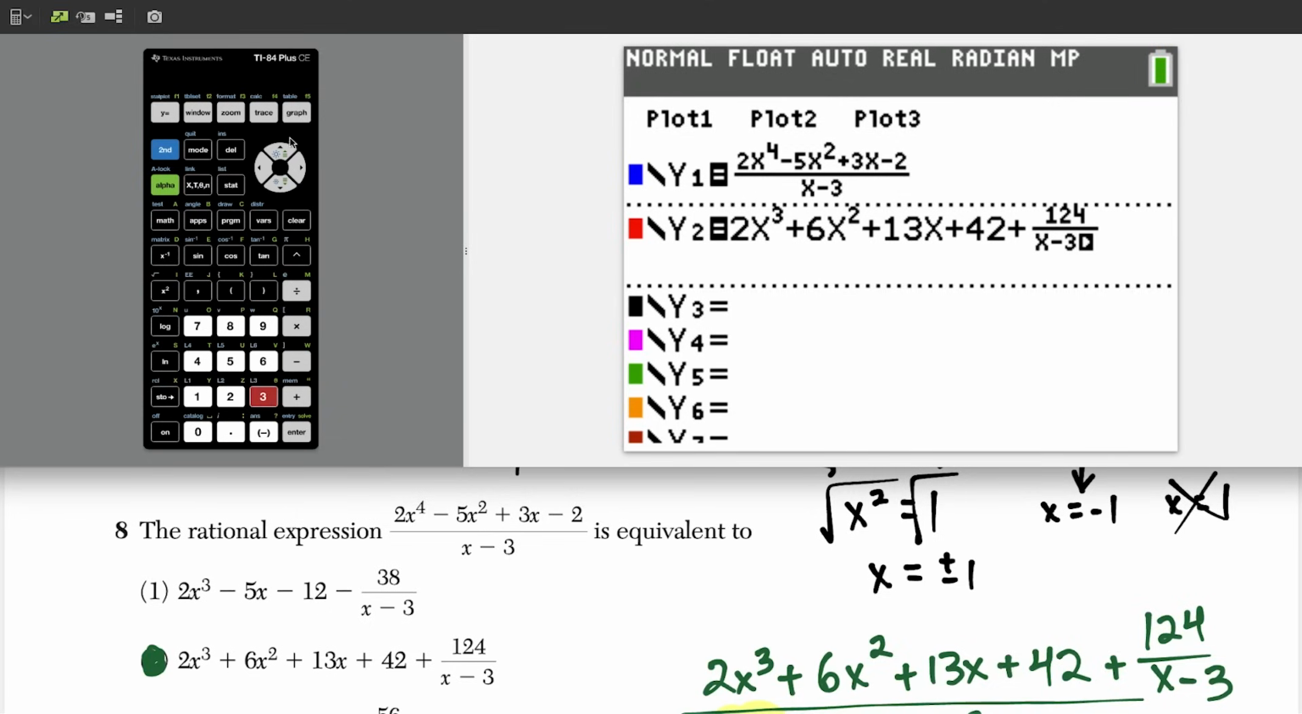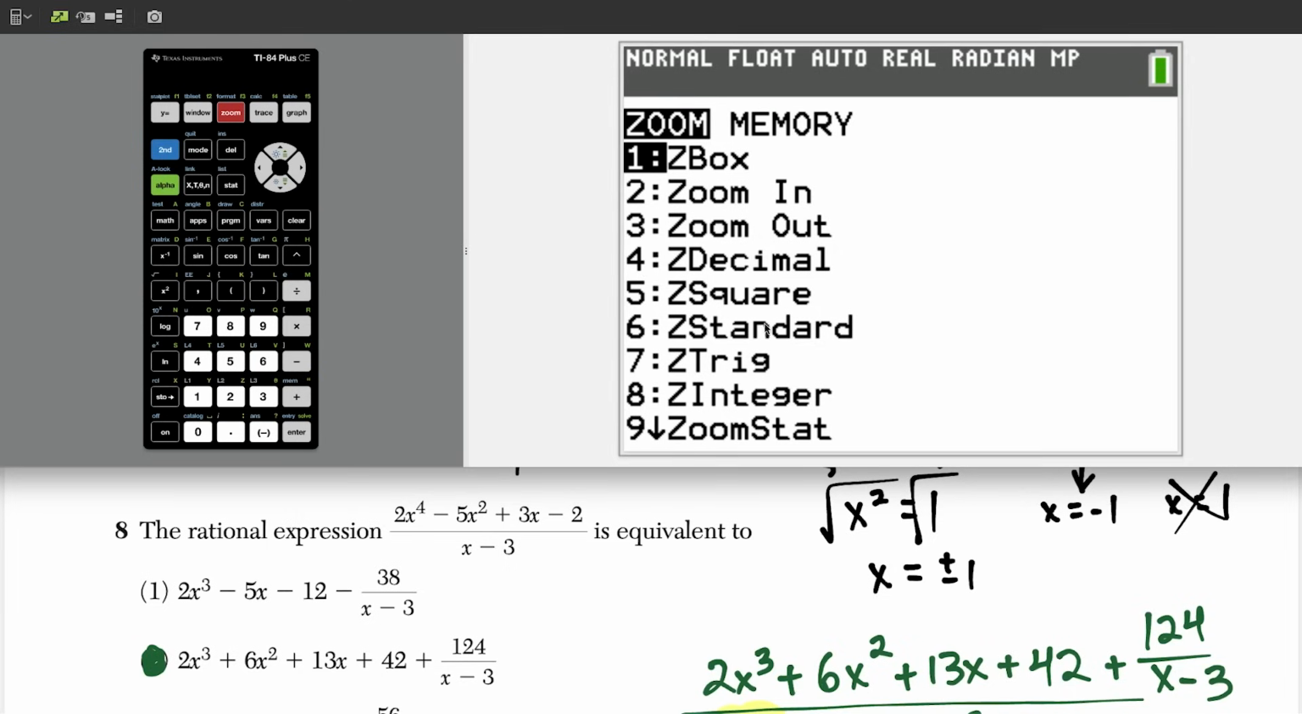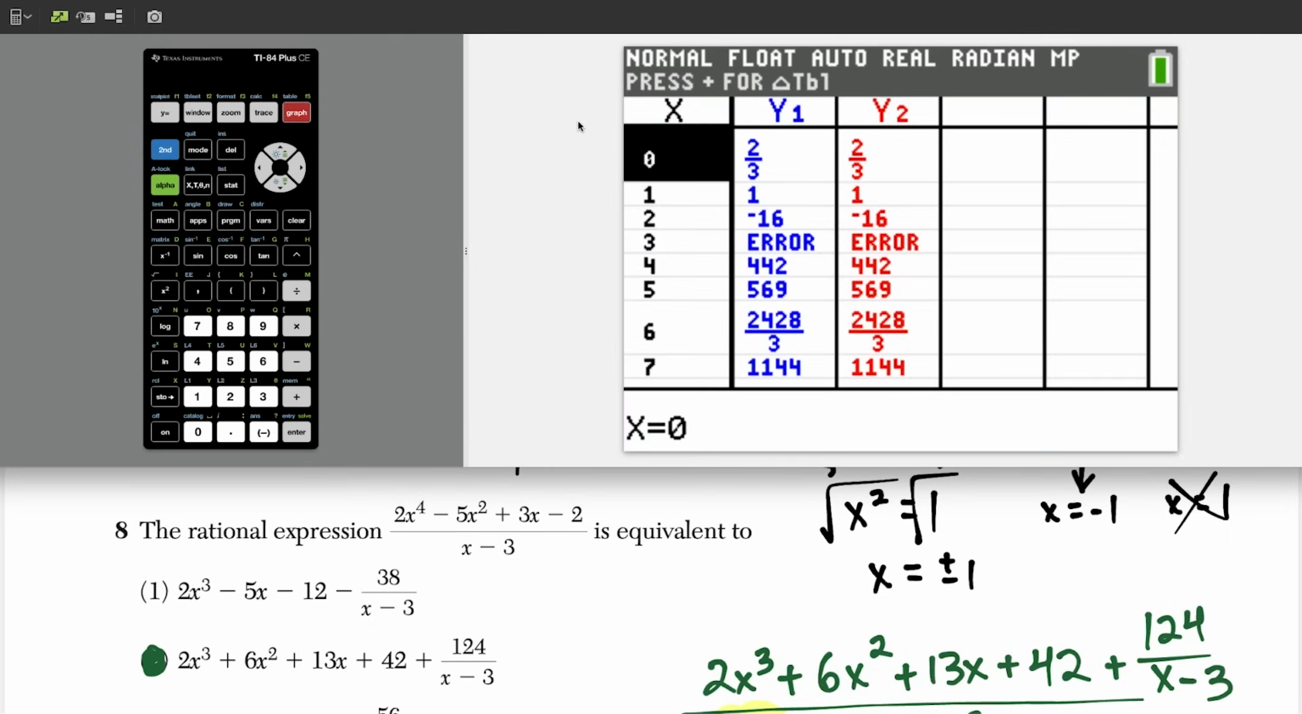So now I'm going to press graph here. And the graph from before, the window is all out of whack. So I'm going to press zoom 6 to put it back to standard. And you can see the first one is what we typed in here. And then choice 2, the graphs completely overlap. If I press second graph and go to the table, you could see that our values match here everywhere.